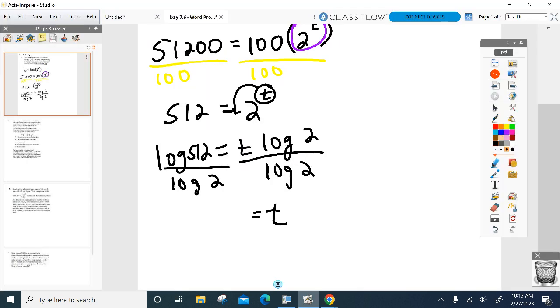Howie, what do you got for T? 256. How'd you get that? Relax. You're going to get a throat punch here soon. Relax. Yeah, 512 divided by 2. Log 2. Come on, one job. You're better than that.